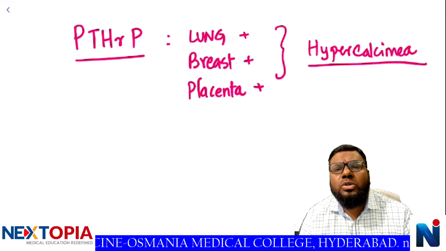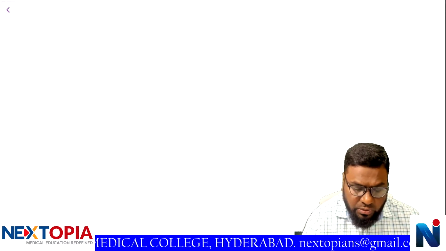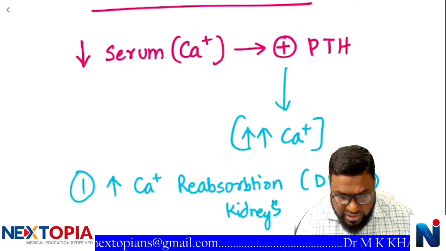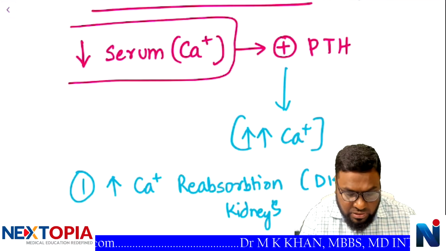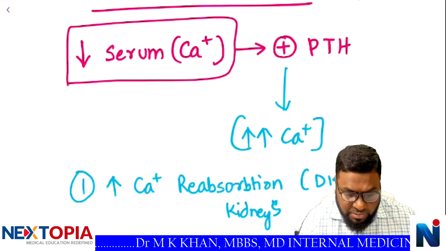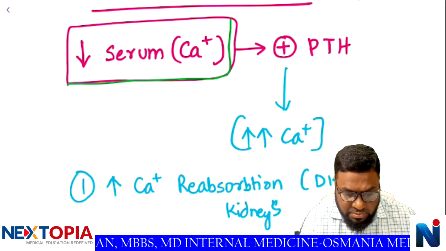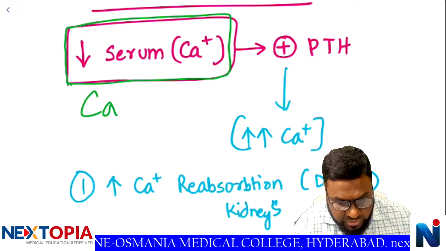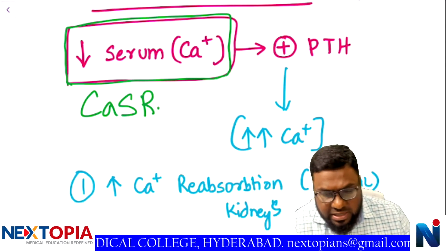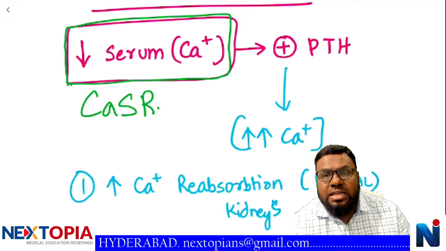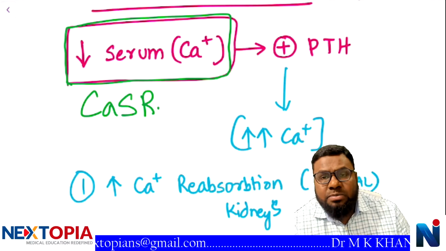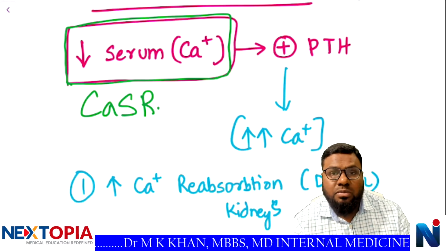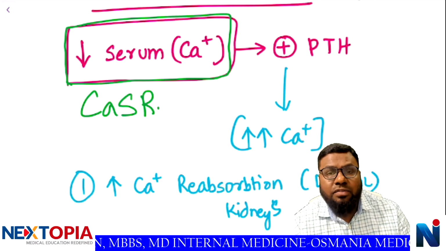So how is parathormone regulated? If you go back to my first point of parathormone, I told you that whenever there is a fall in the serum calcium level, who is detecting this serum calcium level? There are certain receptors of serum calcium, we call them calcium sensing receptors. These are small proteins that give a feedback to the parathyroid gland to sense the level of calcium in the body.